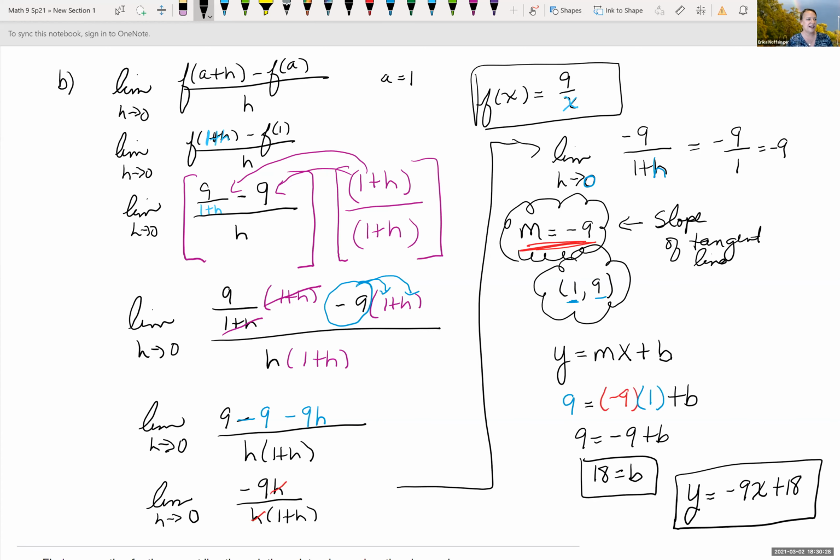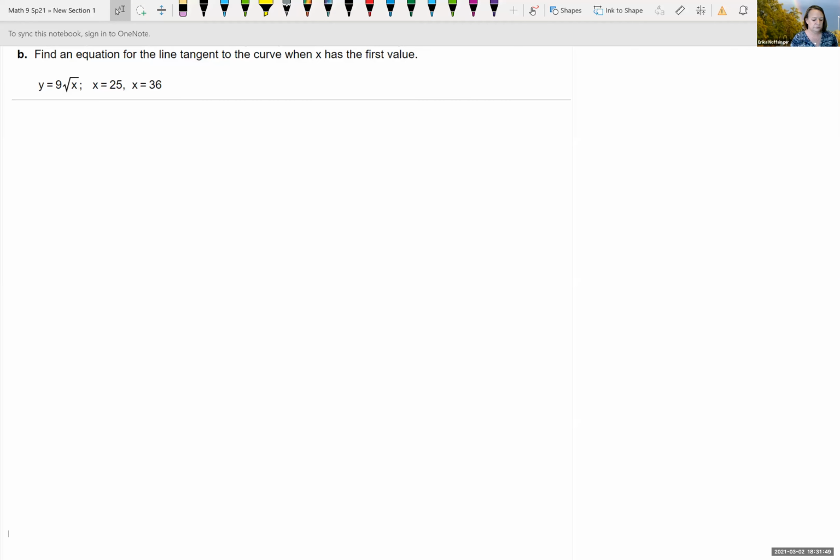So questions on that? So almost identical to what we were just doing. This time though, we have a function. It's y equals 9 square roots of x. I'm going to change that. Instead of y, I'm going to call this f of x. So we have f of x is equal to 9 times the square root of x. We want to find the equation of the tangent line to the curve when x has the first value. So when x is 25.